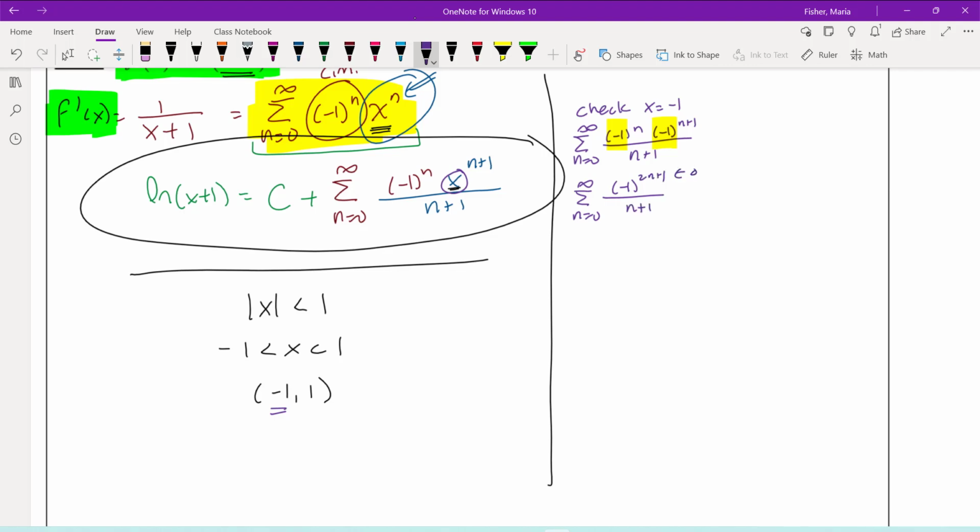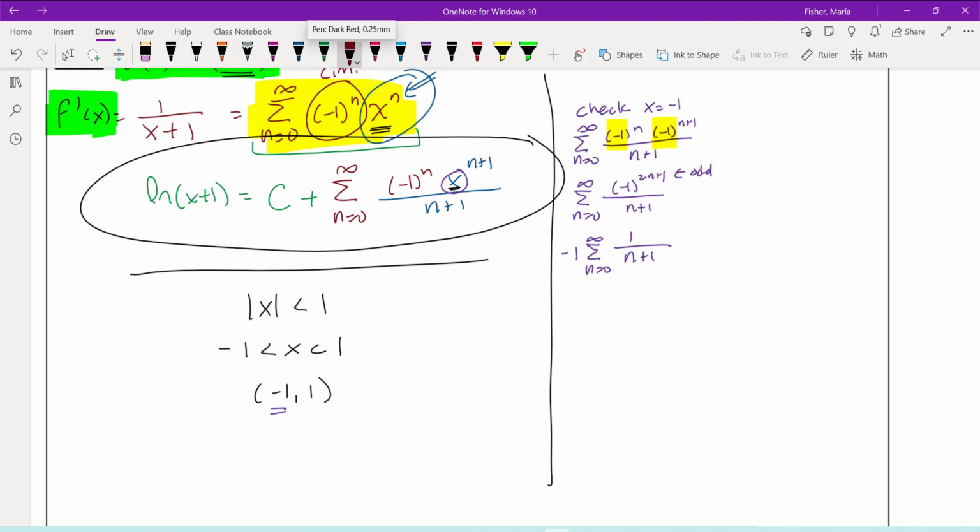What is that? Well, that's an odd number, and if I'm raising a negative 1 to an odd number, it's always a negative 1. So I'm going to pull that negative 1 out of the summation and just leave myself with 1 over n plus 1 on the inside. Now I have to figure out what happens to that. What happens to the sum from n equals 0 to infinity of 1 over n plus 1?